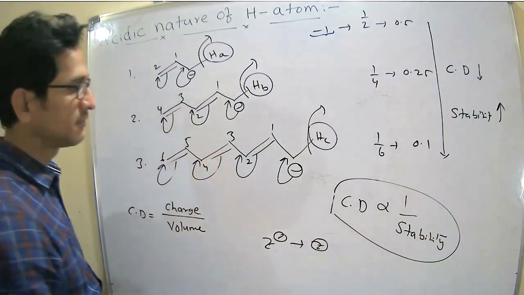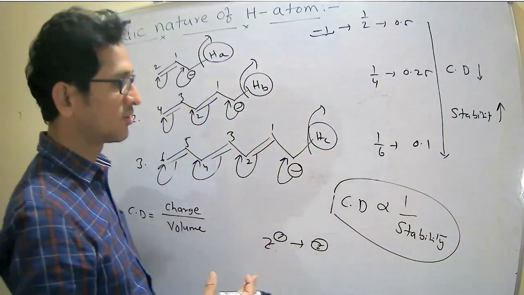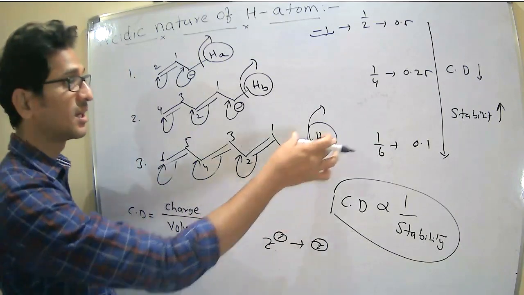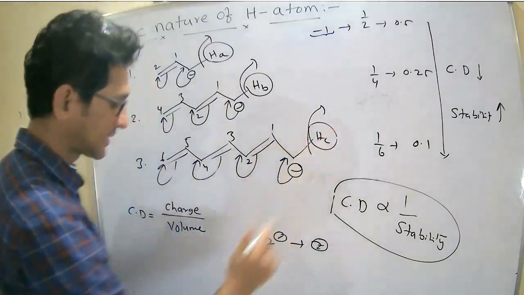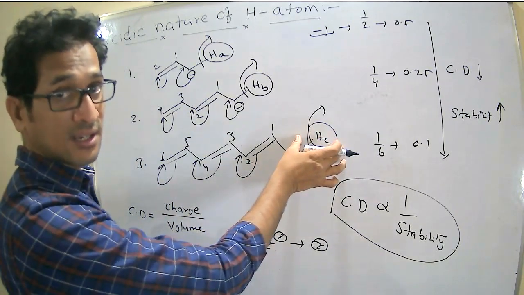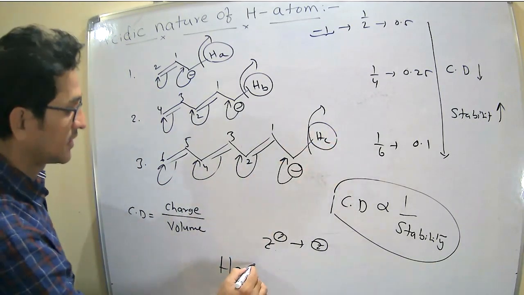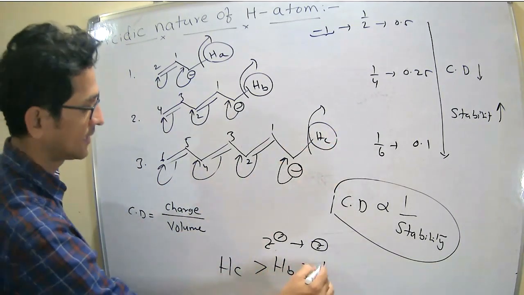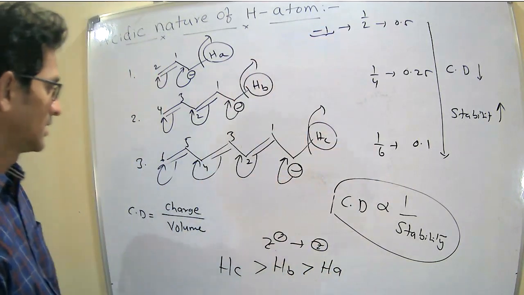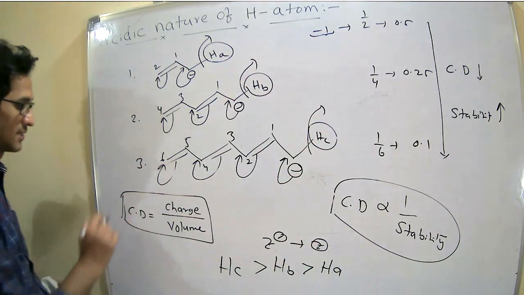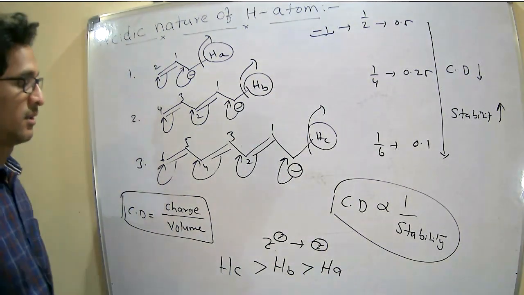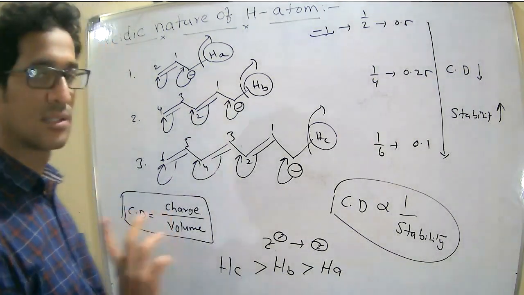Therefore, which is more stable? The third case is the most stable conjugate base. Therefore, the respective hydrogen is the strongest acid in nature. So HC is the most acidic hydrogen, then HB, then HA. This is the reason for that. This is the important point: charge density. Right? Okay. We will practice one more on this resonance.